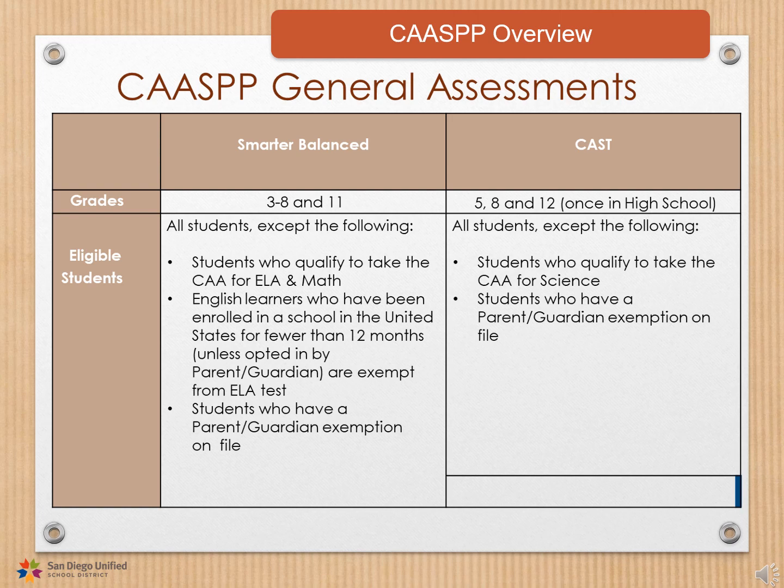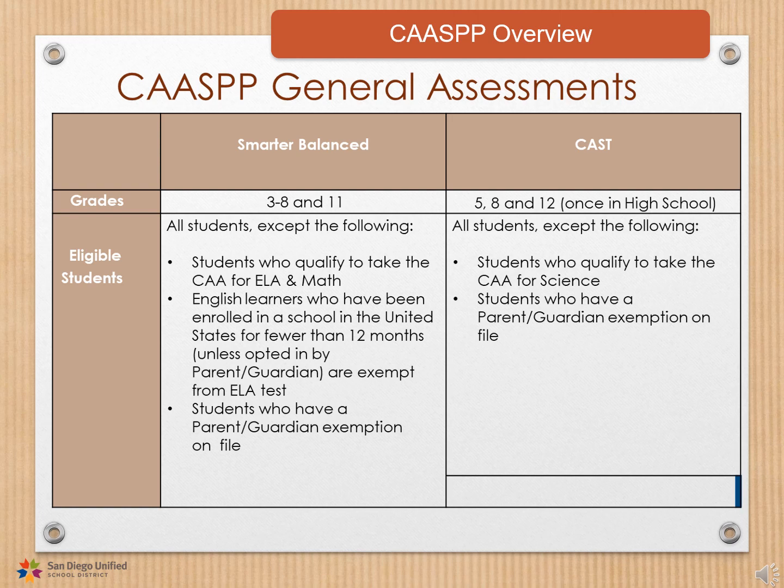1. The student is taking the California Alternate Assessments. 2. English learners who have been enrolled in a school in the United States for fewer than 12 months. This exemption applies only to the ELA portion of the Smarter Balanced Summative Assessment. 3. The parent has expressed in writing that their student should be excluded from taking the summative assessments.